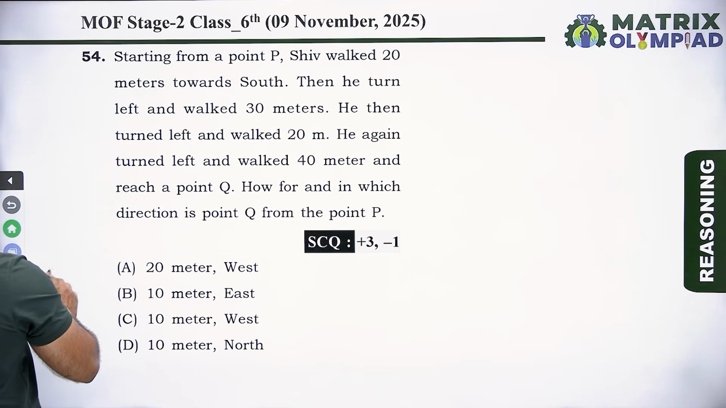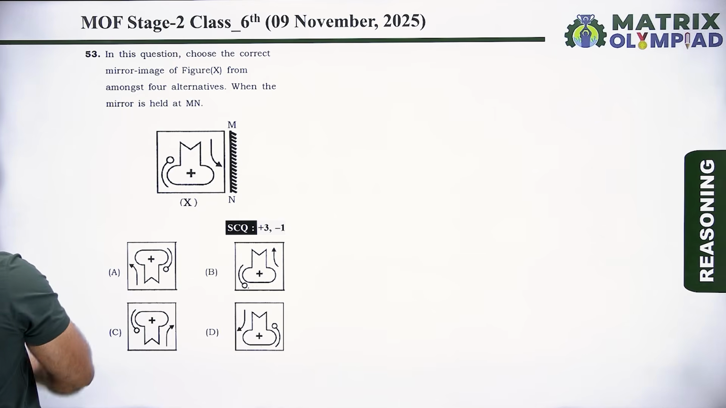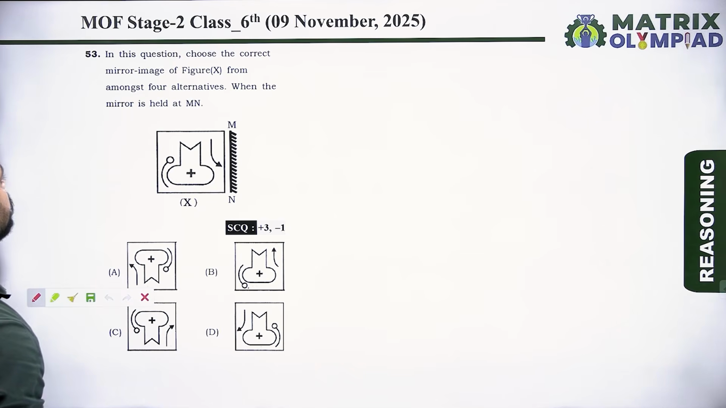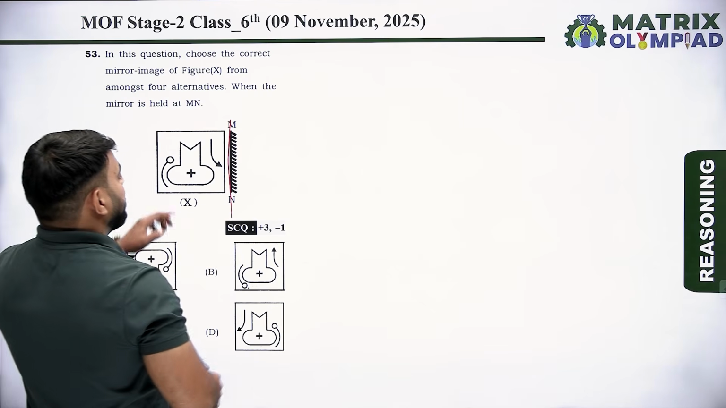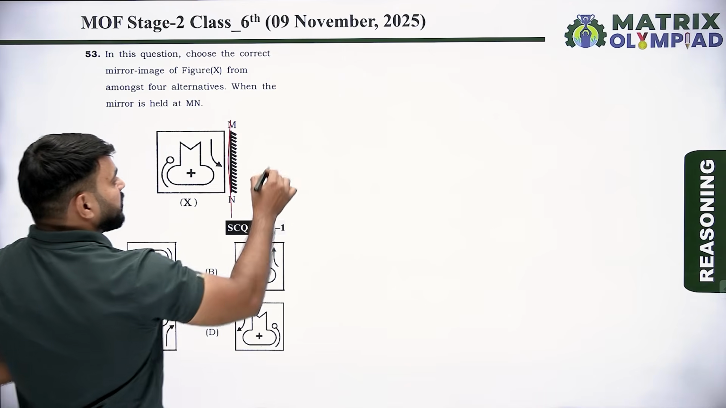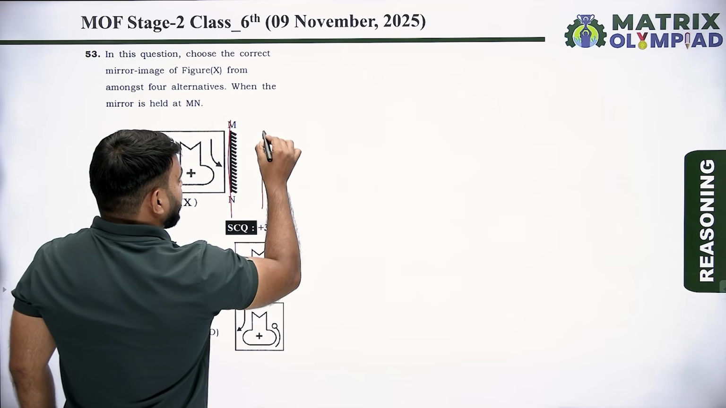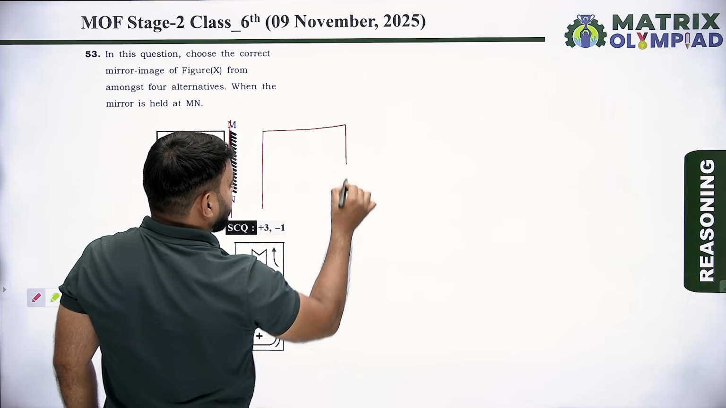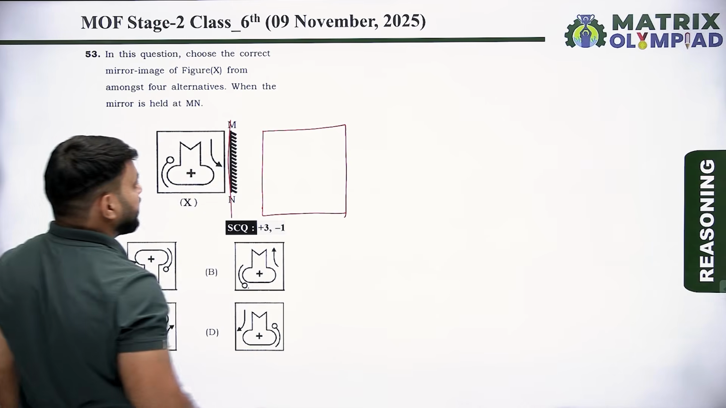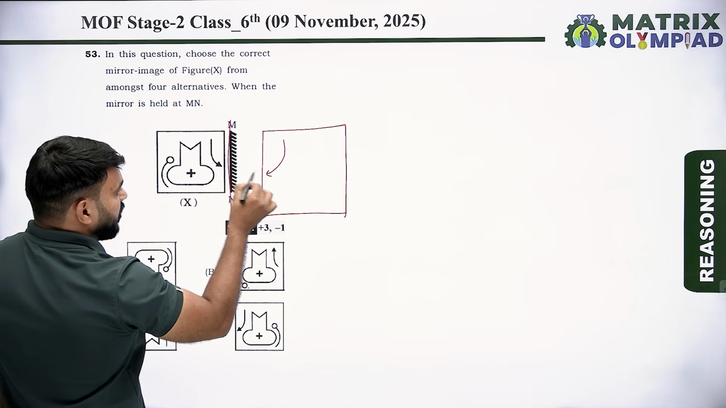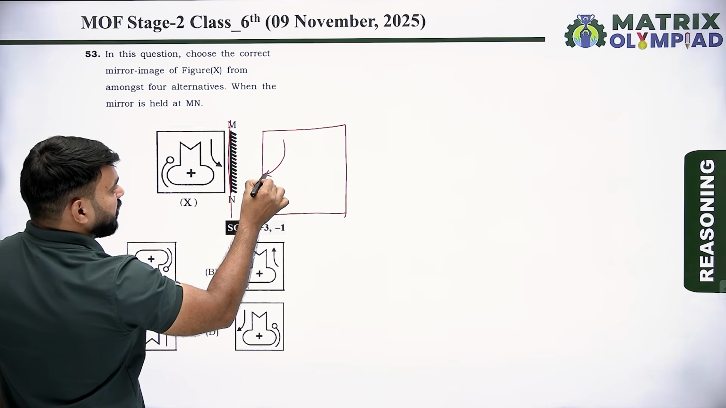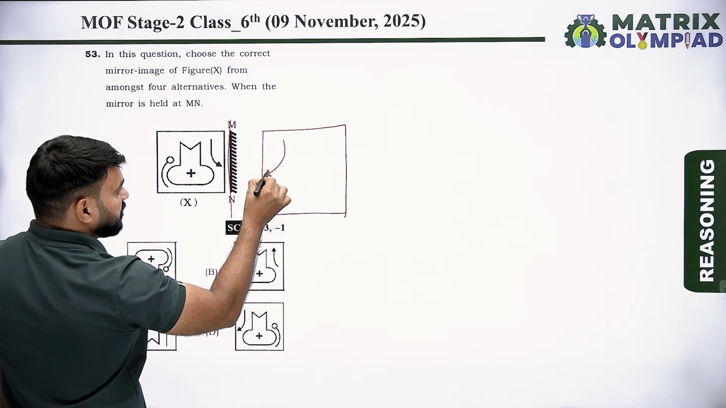So now next question is question number 53. In this question, choose the correct mirror image of figure X from amongst the 4 alternatives when the mirror is held at MN. Here is the mirror. Now find the mirror image of given figure X. As we know, the part of an object which is near to the mirror will remain near to the mirror in the mirror image. So this part is near to the mirror, so its mirror image will look something like this.